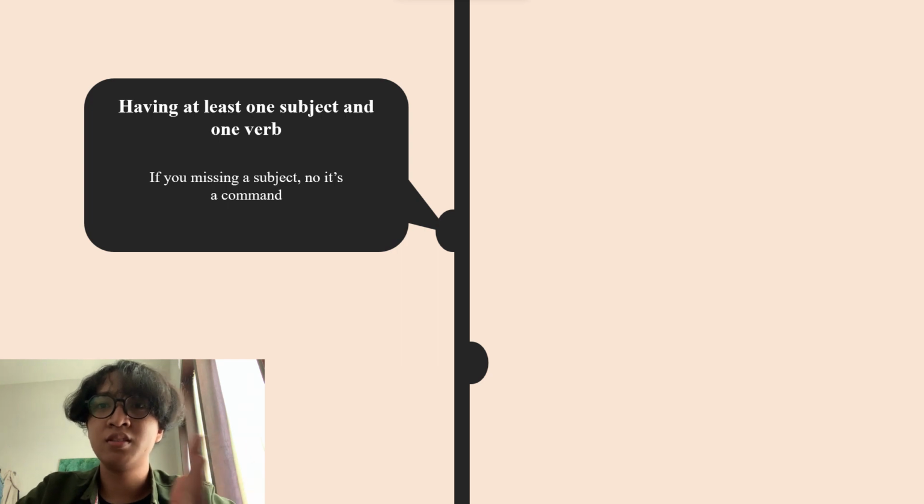Still don't quite understand? I'll give you an example. We see the words "John is running." The subject of this part is John, and the verb is running. So if you say just "is running," it's not going to make a sentence. Instead, it is a command.